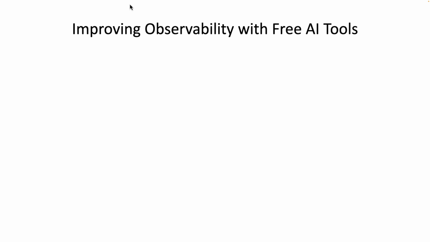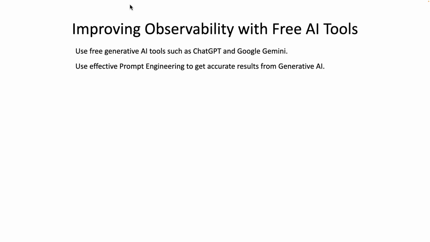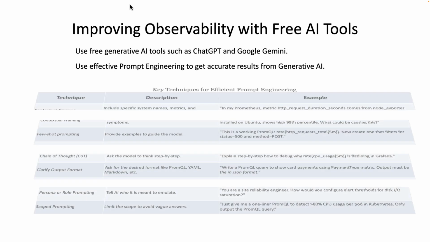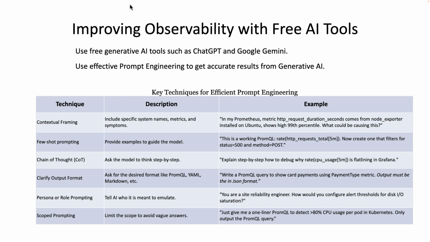If you don't have access to Grafana Cloud or Grafana Enterprise, you can use free AI tools such as ChatGPT or Google Gemini to improve your observability. To get the best out of such AI tools, you have to use effective prompt engineering. Prompt engineering refers to structuring your input in a way that you get the best output. There are some key techniques for efficient prompt engineering.